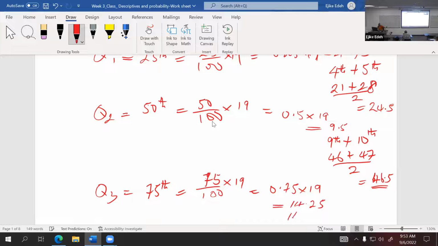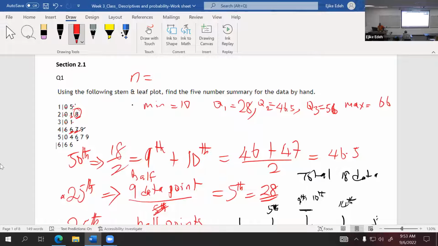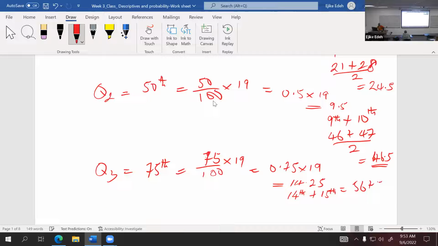So again, I'm going to do the 14th data plus the 15th data. And that will give us, so if we go over here and count again, 1, 2, 3, 4, 5, 6, 7, 8, 9, 10, 11, 12, 13, 14. That will be 56 plus the next value, which is this. So I have 56 and 57, isn't it? So I have 56 plus 57. That will give you 56.5.